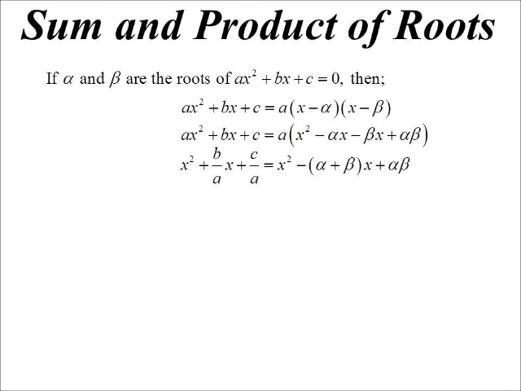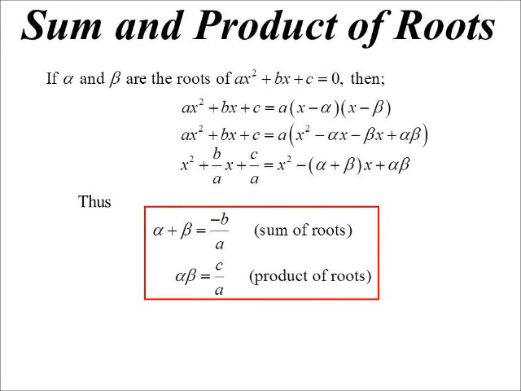Because remember, when it is monic and we want to factorise it, we say, what two things multiply together to give the last number? So alpha beta turns out to be the constant, C on A in this case. And the sum of the roots is the negative of the middle one. And so that's the pattern we use. Alpha plus beta will be minus B on A, that's the sum of the two roots. And alpha beta will be C on A, the product of the two roots.